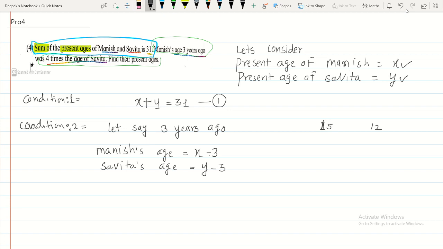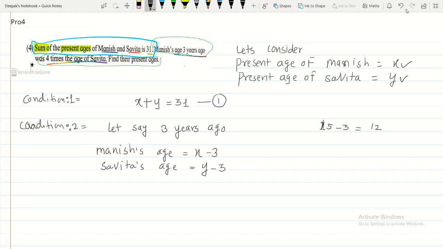So how will we get a 12? If I subtract 3 from that 15, we will get 12. In the same way, we don't know the exact age of Savita or Manish, so we consider their present ages as x and y, and 3 years ago their ages will be like this.